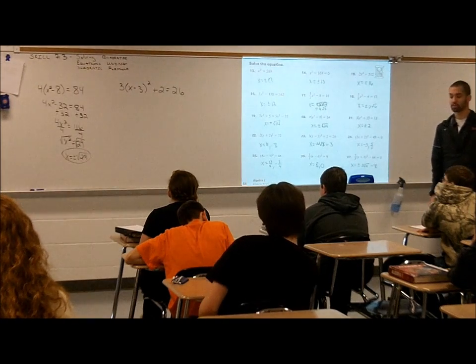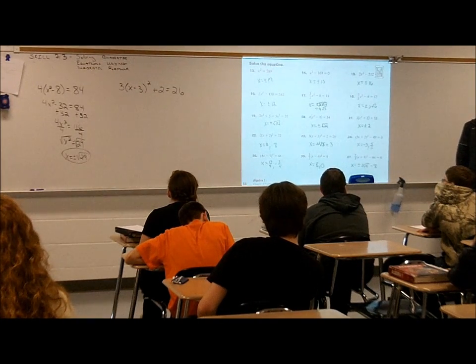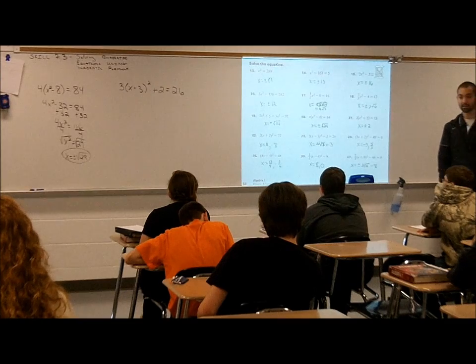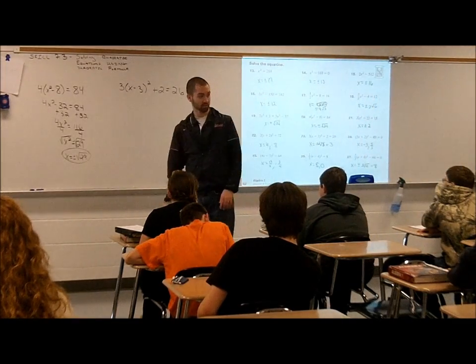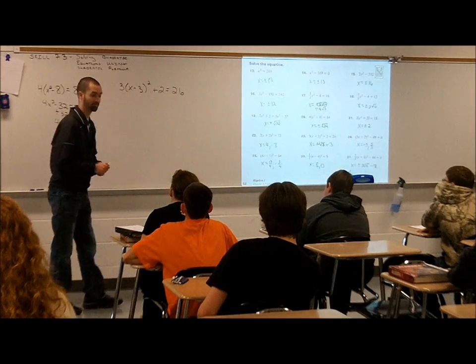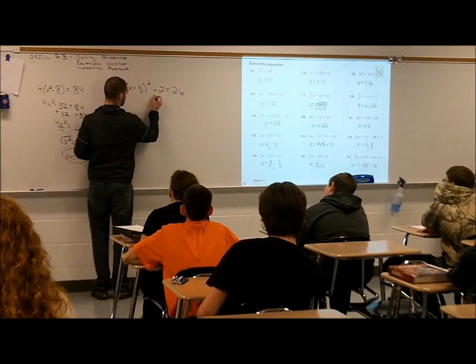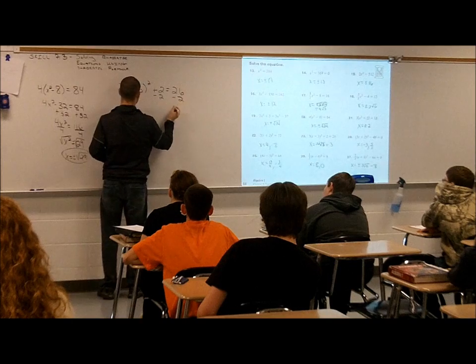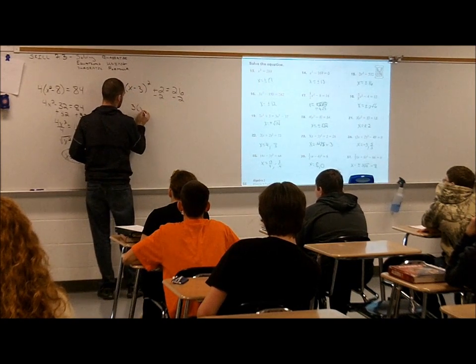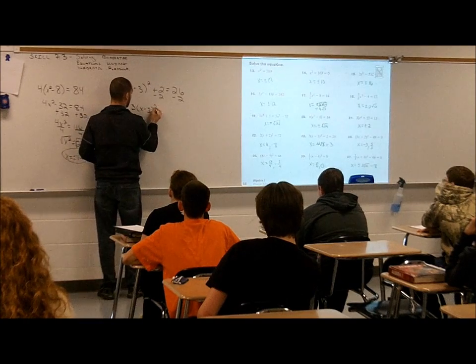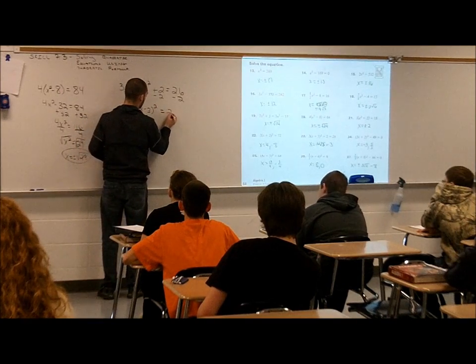3. The exponent of 2. And who has to go first? Plus 2, because of inverse operations, right? So I subtract 2 and 8. We get 3 parentheses x minus 3 squared equals 24.